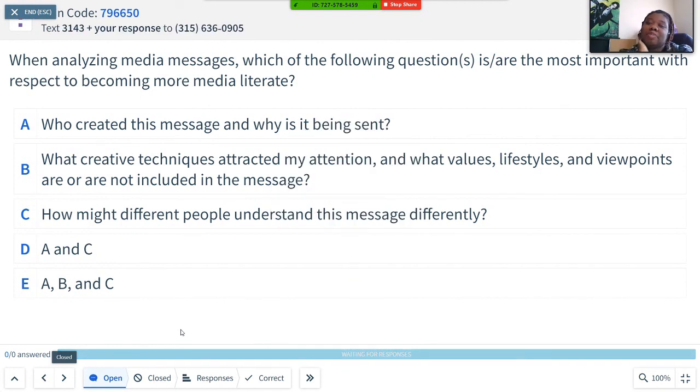When analyzing media messages, which of the following questions are most important with respect to becoming more media literate? A, who created this message and why it's being sent? B, what creative techniques attracted my attention, and what values, lifestyles, and viewpoints are or are not included in the message? C, how might different people understand this message differently? Or is it A and C? Or is it A, B, and C?